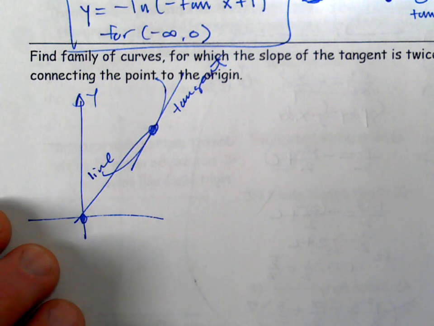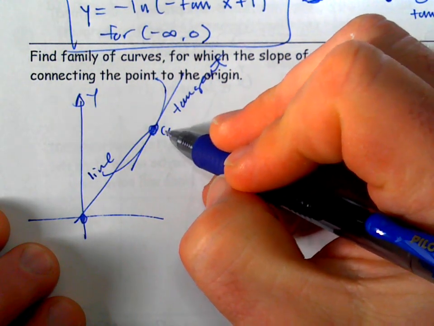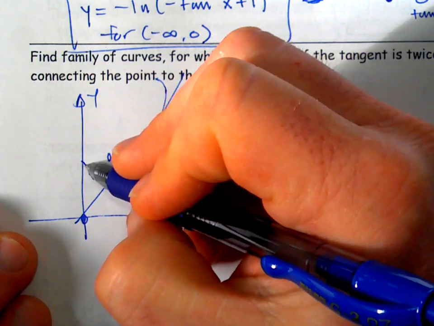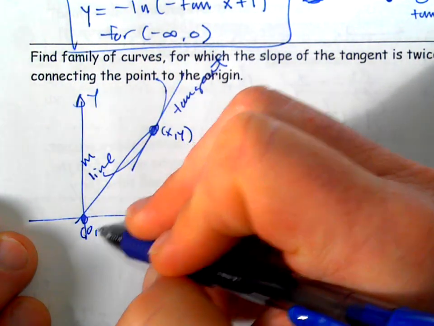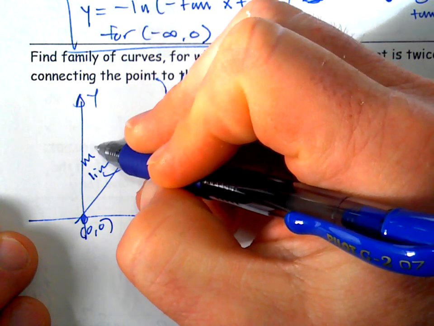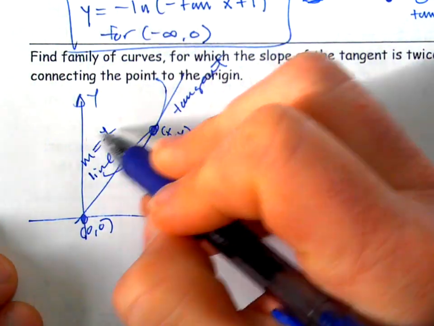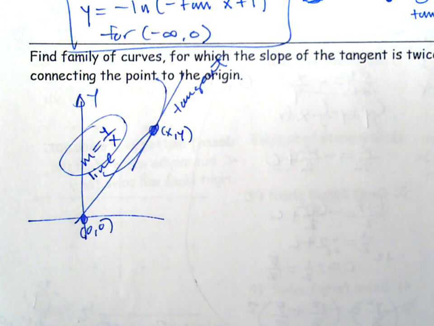So now at any point on the curve, it has an xy coordinate, right? So what's the slope from 0, 0 to any xy? The slope of the line is going to be change in y over change in x. So we for sure know that the slope of the line is always going to be y over x.